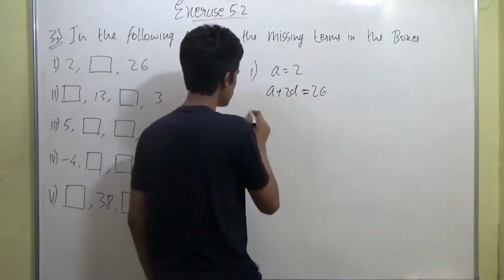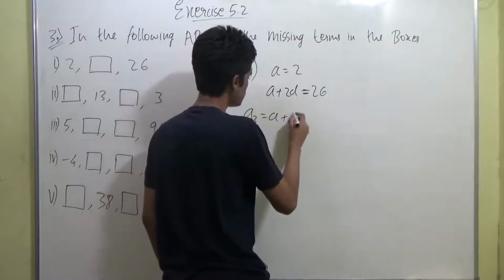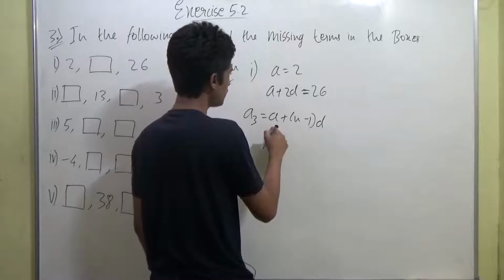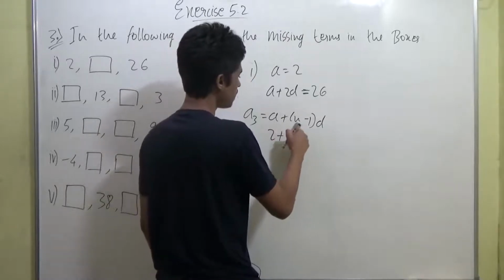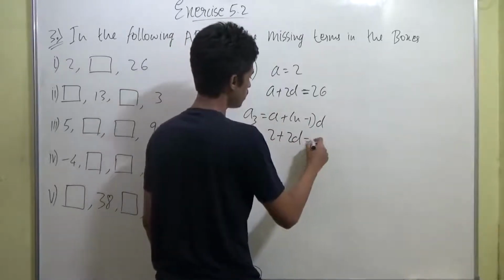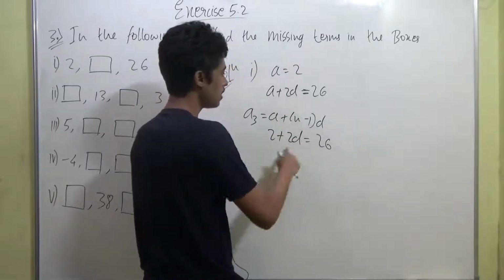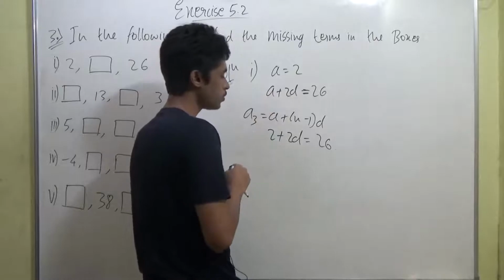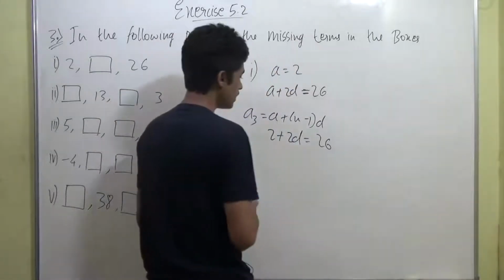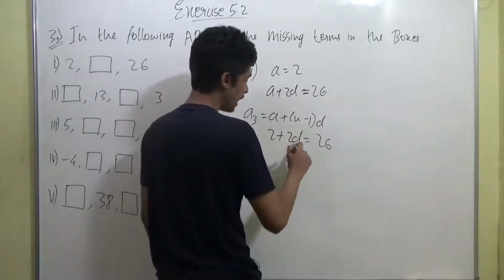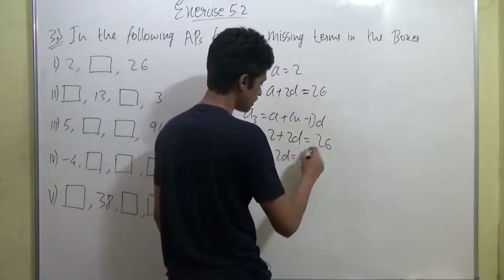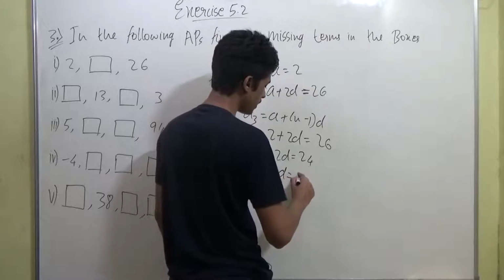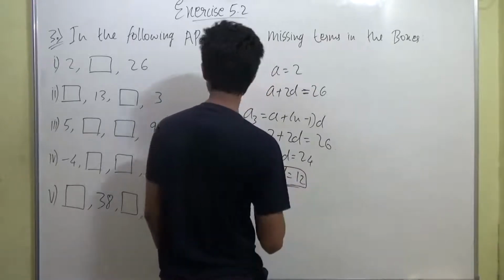See here, the nth term is A plus n minus 1 into d. If you put n as 3 here, it will become 2 plus 3 minus 1, that is 2d, equal to 26. Getting it, guys? So 2 plus 2d equal to 26. Now we can find the value of d. I'll keep 2d this side, I'll take 2 the other side, it will become 26 minus 2, which is 24. d will become equal to 24 by 2, that is 12. So d is 12 now.